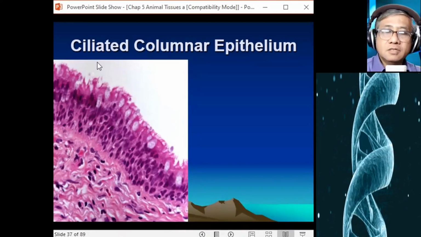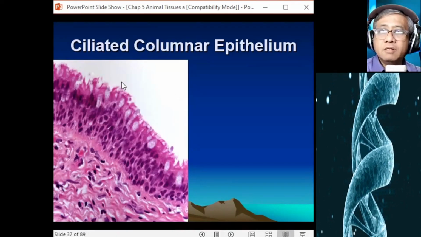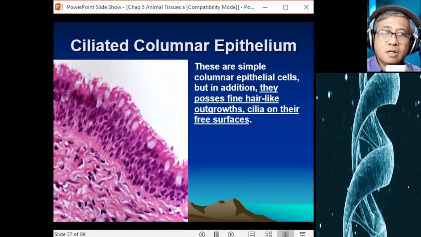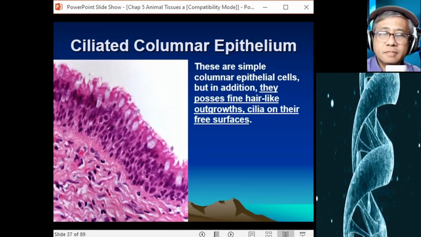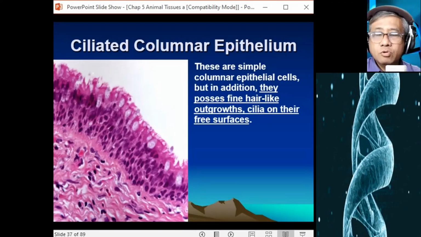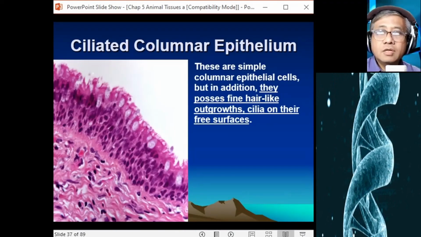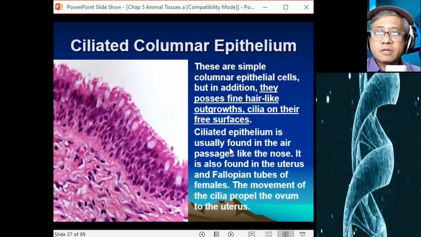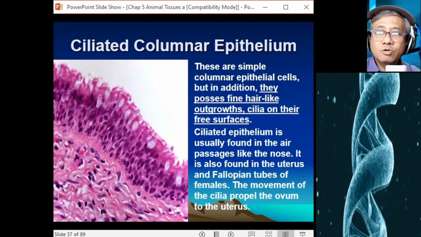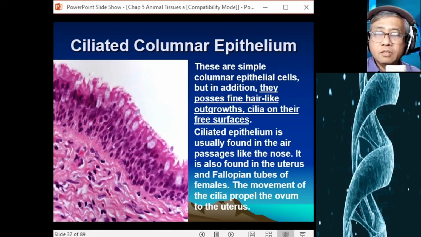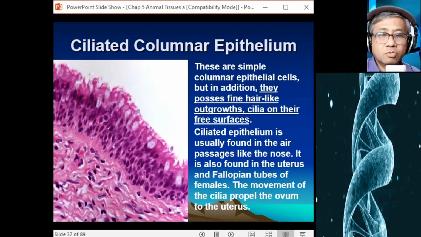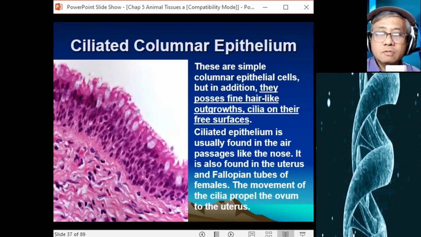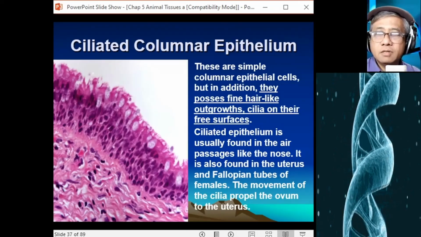Ito naman, this is a special type of columnar epithelium wherein the cells are equipped with fine hair-like structures called cilia. Alright, these are simple columnar epithelial cells with hair-like outgrowths or projections called cilia. Okay, saan to makikita? Ciliated columnar epithelium is usually found in the air passages sa respiratory system like the nose, and it is also found in the uterus and fallopian tubes of the females.